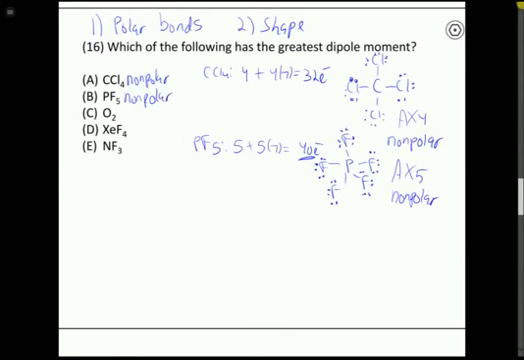O2 is one we could have eliminated right off the bat because it doesn't have any polar bonds. Oxygen bonded to oxygen is a nonpolar bond. It's the same atom, same electronegativity. So this is going to definitely be nonpolar.